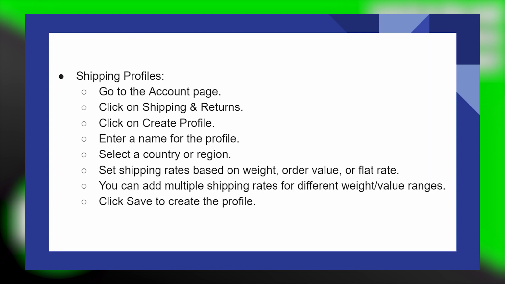Select country or region. Set shipping rates based on weight, order value, or flat rate. You can add multiple shipping rates for different weight or value ranges. Next, click Save to create the profile.